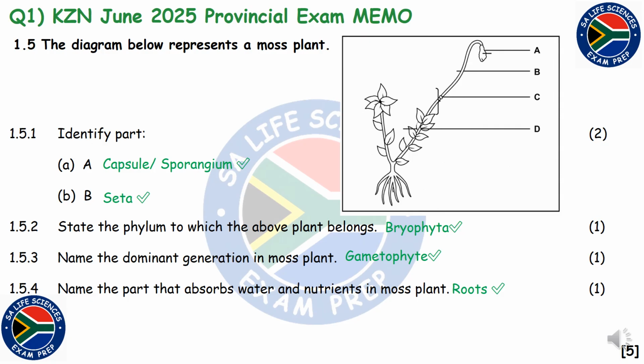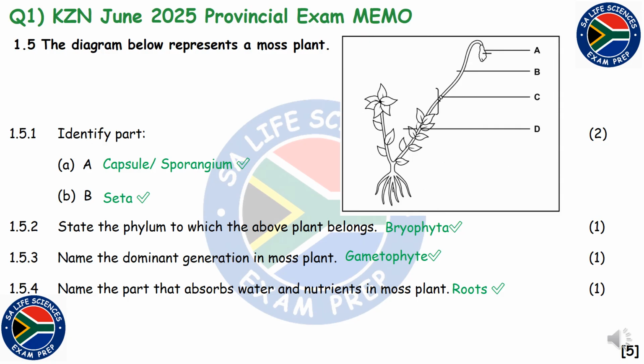When you are asked to name the dominant generation, the question is asking you, when you look at a moss plant, what do you see? The structure that we see when we are looking at the moss plant is the Gametophyte structure. This is the structure that is immediately visible. We don't really see the Sporophyte generation as it is reduced. So the dominant generation is therefore the Gametophyte.